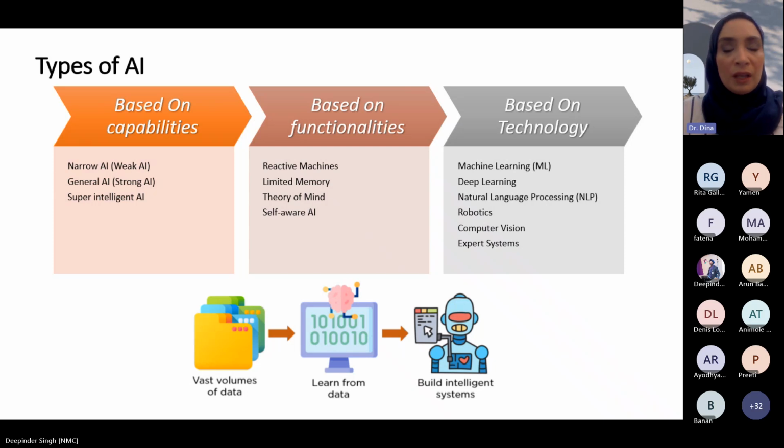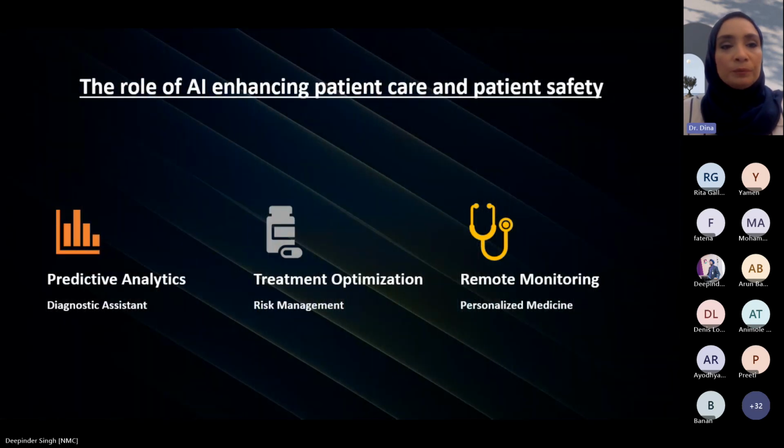So we will move next to talking about the role of AI specifically in patient care and patient safety. So like I said, it's predictive analytics, like the example we gave on the fall risk, like diagnostic assistance.